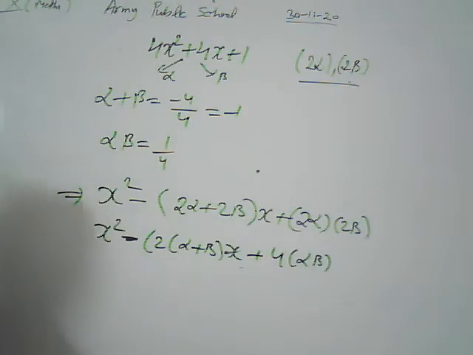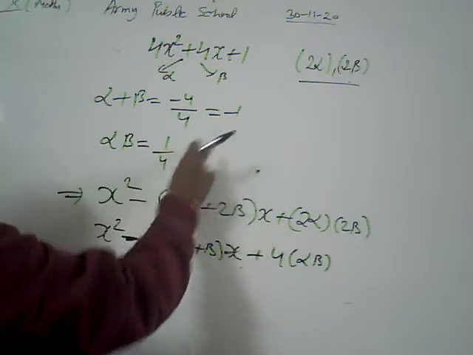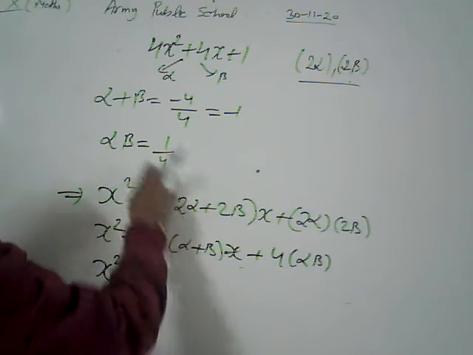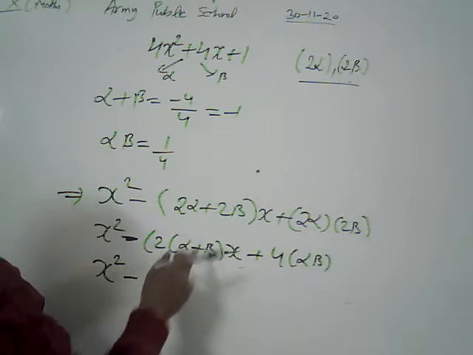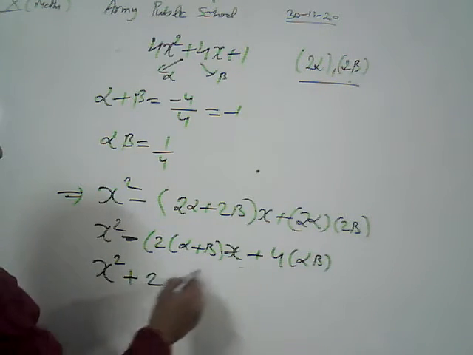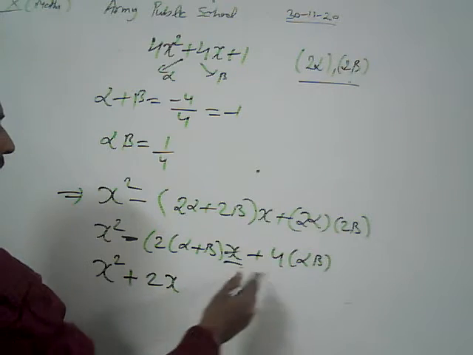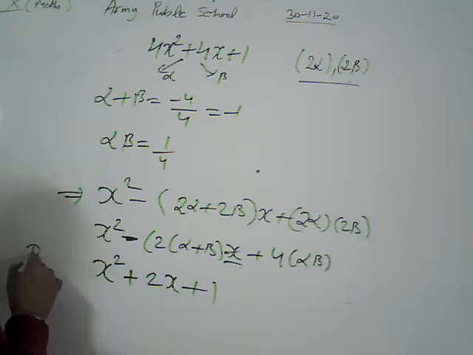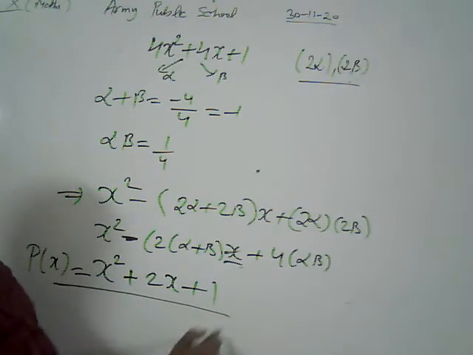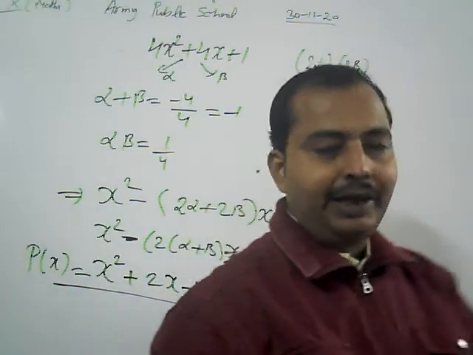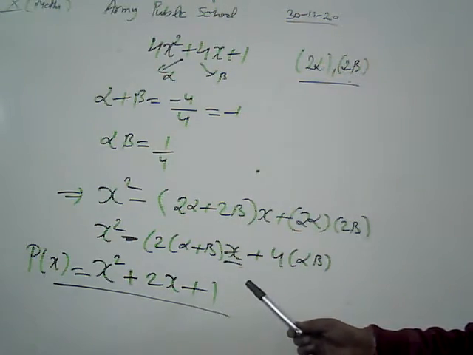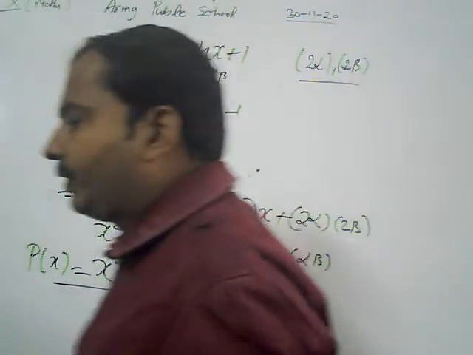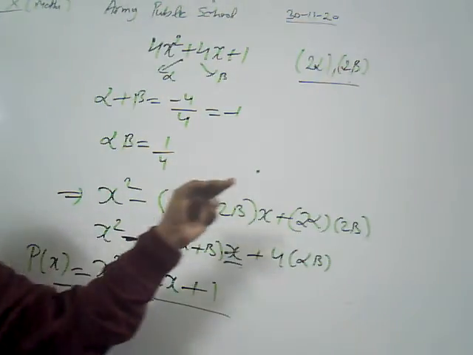Now we put these values in: x square minus 2 into alpha plus beta, and the value of alpha plus beta is minus 1, so minus 2 times minus 1 gives plus 2, into x, that is 2x, plus 4 into alpha beta, 1 by 4, which gives 1. Then our quadratic polynomial is x square plus 2x plus 1, whose zeros are 2 alpha and 2 beta.